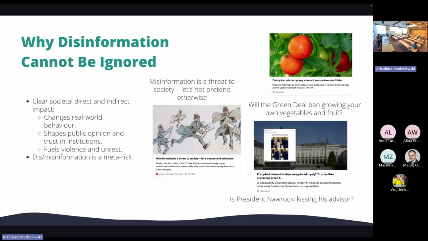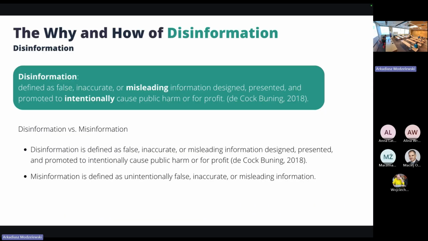There are many different types of disinformation. So, for example, maybe we can also think about deepfakes as a type of disinformation. But in my PhD project, I'm focusing on textual disinformation. And today we'll talk mostly about textual disinformation.